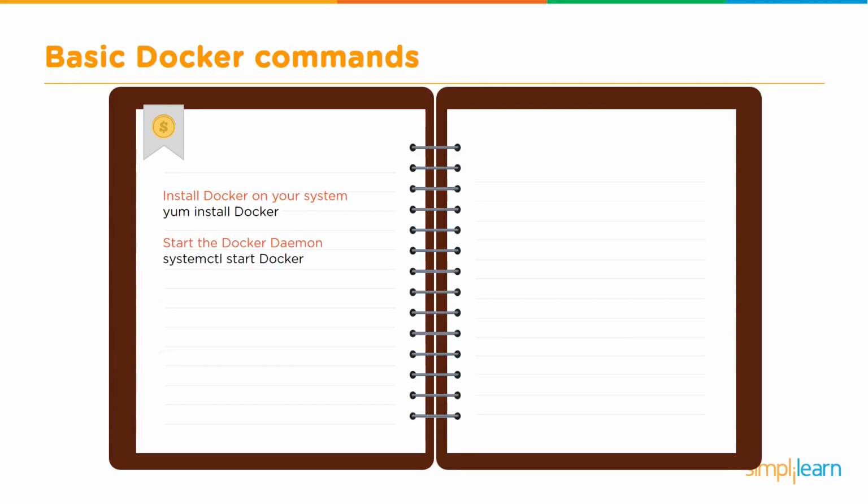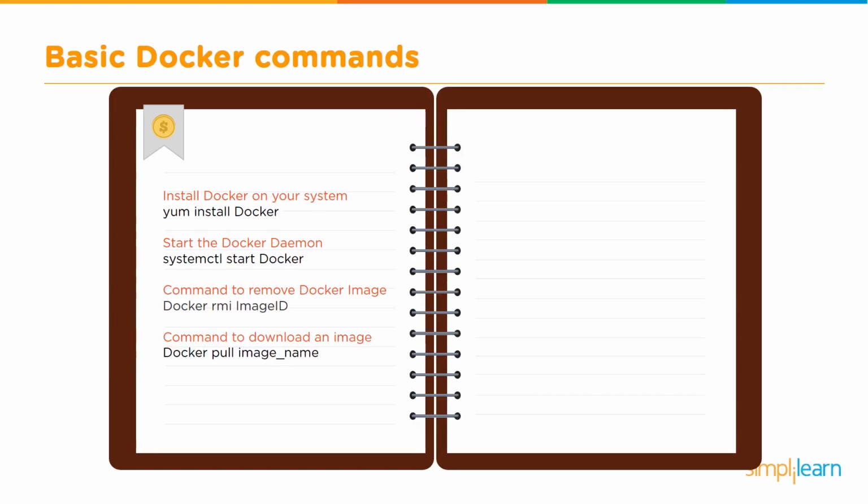To start the Docker daemon, you want to do systemctl start docker. The command to remove a Docker image is docker rmi and then the image ID itself. And that's not the image name, that's the actual alphanumeric ID number that you want to grab.